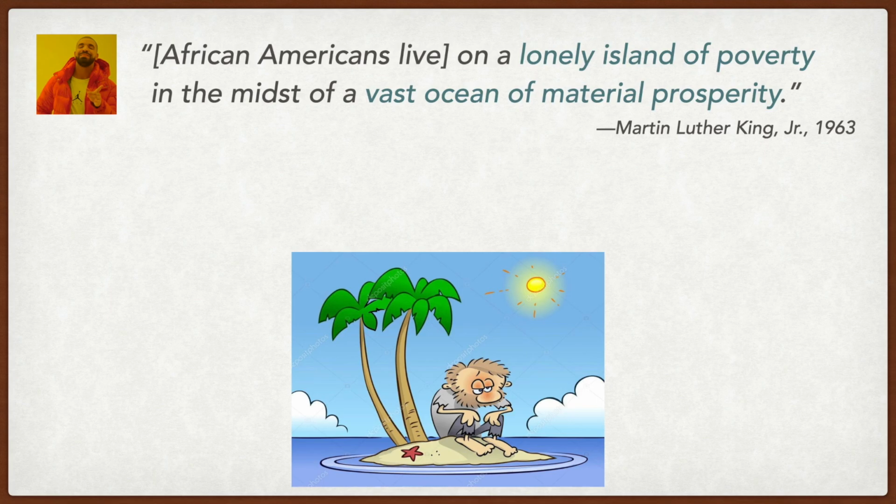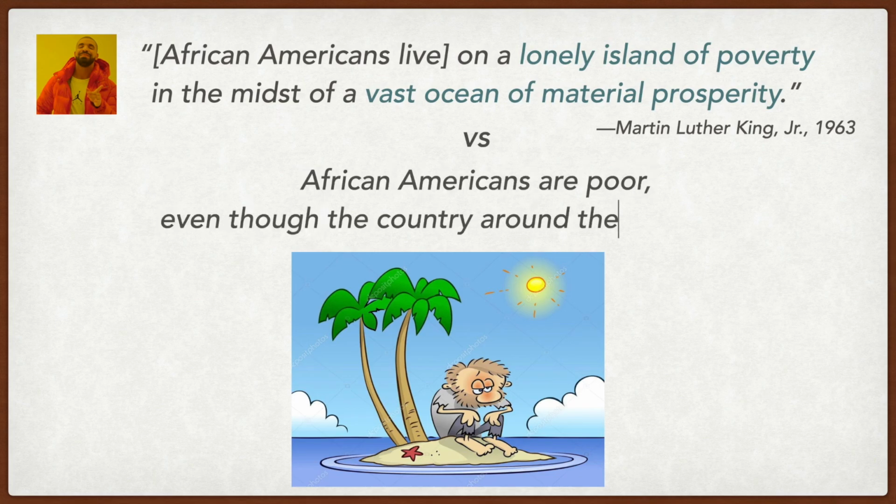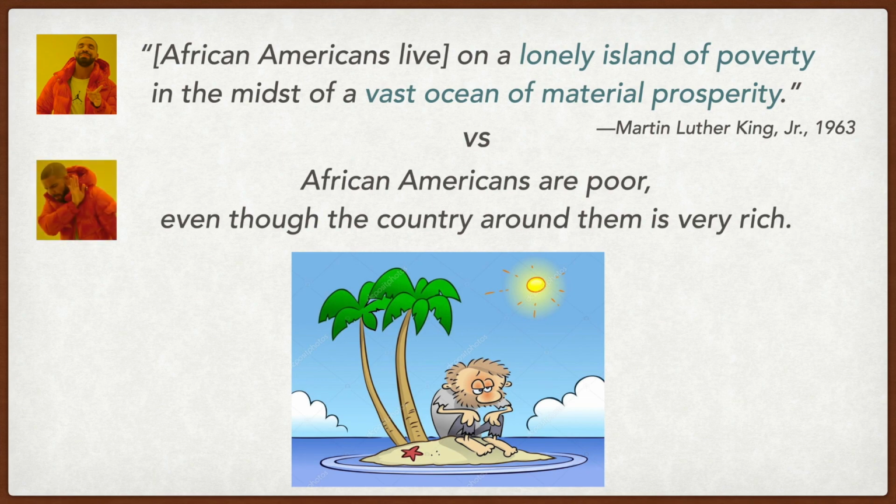The best thing to do is to take away that metaphor, and we're going to create a boring sentence that is just going to factually explain what it is he just said, but without the metaphor. So we can say this: African Americans are poor, even though the country around them is very rich. Now, that sounds kind of dumb, right? But they're saying the same thing, essentially.